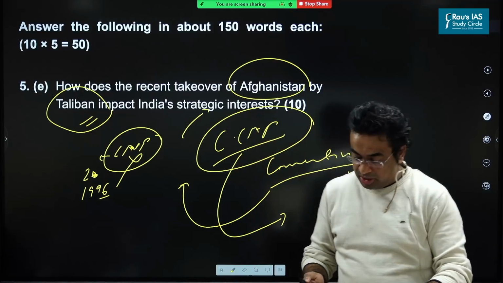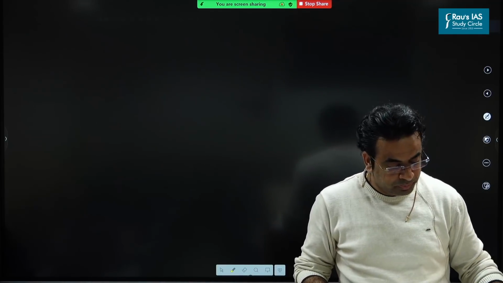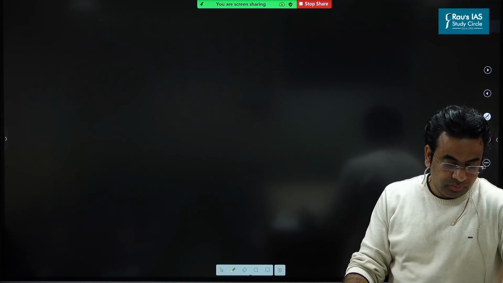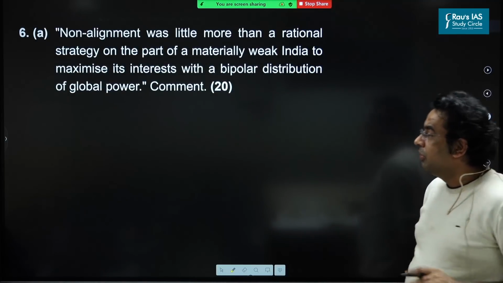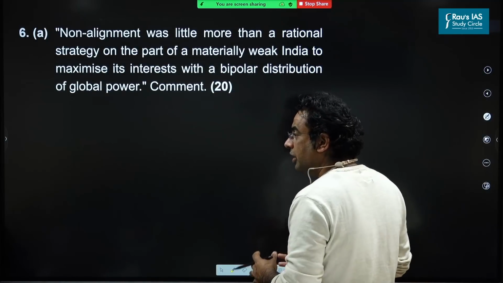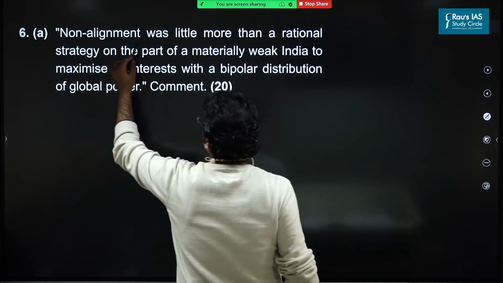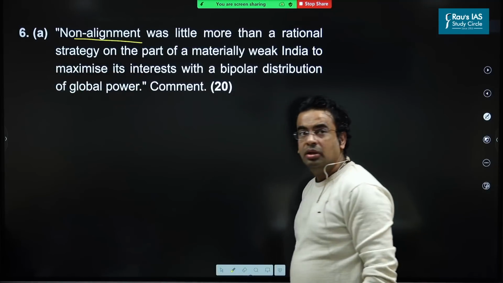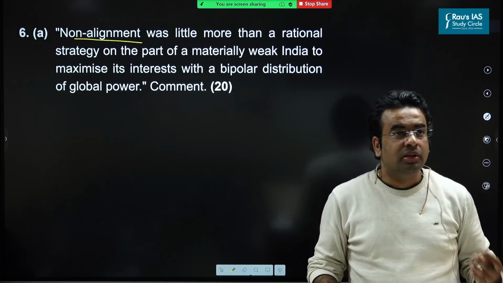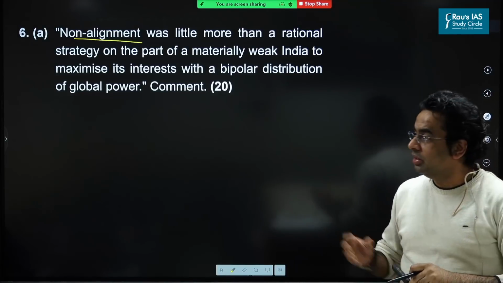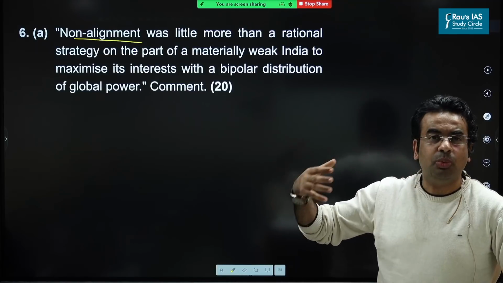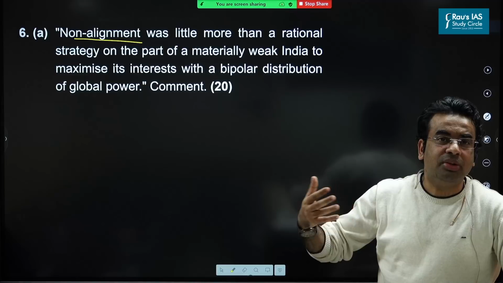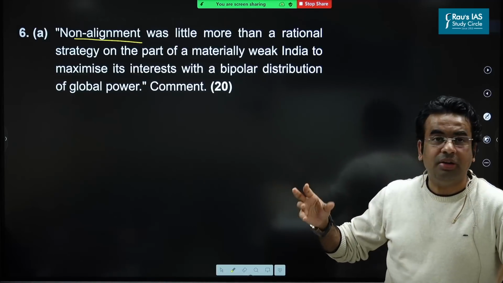Question from the current perspective. Again, as I said, it's a mix of static and dynamic. Any day there can be a question on non-alignment. It will always be relevant. This year it has not been asked. A few years back the question was, is it relevant? Because PM Modi skipped the summit. You can't say it is not relevant.